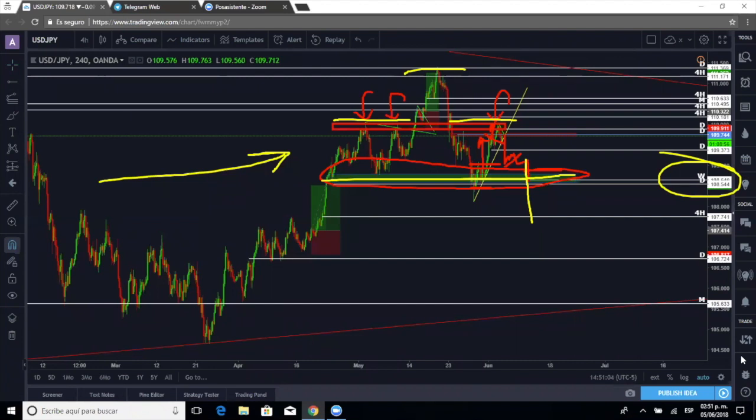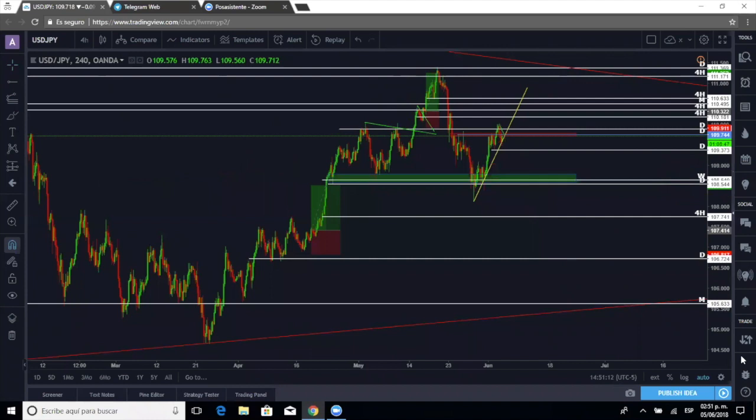From there, the flag, then break, retest, and down, and target the monthly. The only way a buy would come about is if we made an impulse to the upside and then a flag above the highs, where it previously rejected.